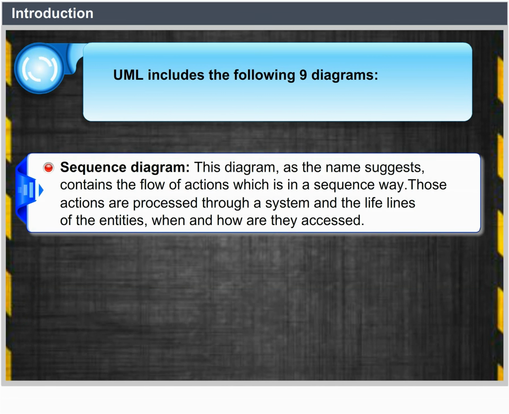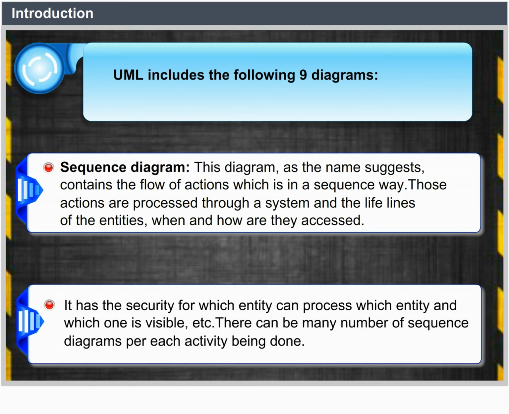Sequence diagram. This diagram, as the name suggests, contains the flow of actions which is in a sequence way. Those actions are processed through a system and the lifelines of the entities when and how are they accessed. It has a security for which entity can process which entity and which one is visible, etc. There can be many number of sequence diagrams per each activity being done.